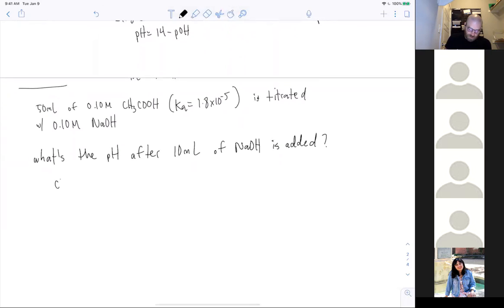The starting point generally is to write out your chemical reaction. So I have acetic acid. You want to write out the neutralization reaction. The neutralization reaction tells you where you are in the pH curve.